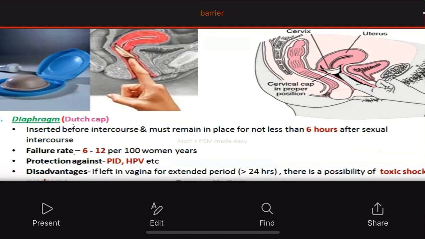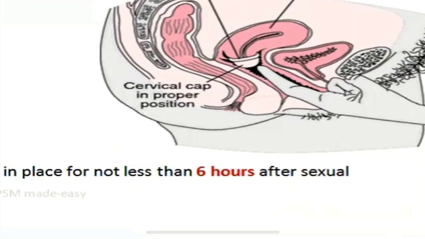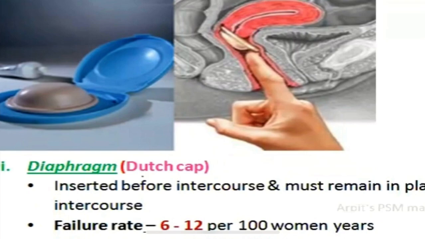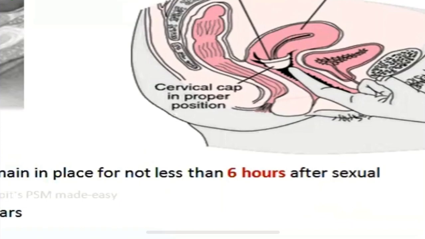So we can first see the cervical cap here, which is inserted up to the tip of the cervix. Here it is inserted until the tip of the cervix, whereas the diaphragm is inserted at the tip and also extends partly into the vagina. So these sizes will differ. This is the Dutch cap or the diaphragm, and here this is the cervical cap, which is just fitting the closed end of the cervix.